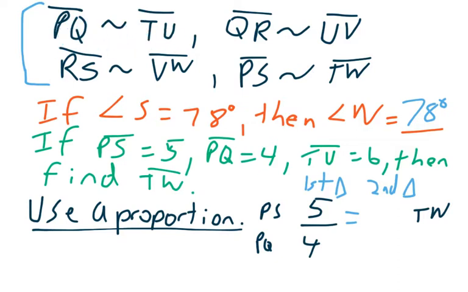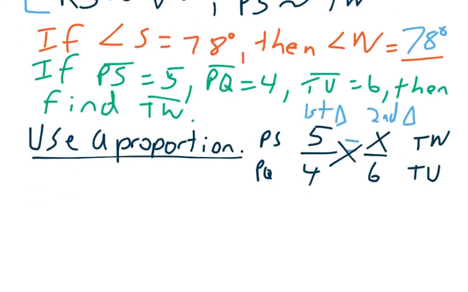And now I just plug in what those are. I know that TU is 6, so I'll plug in a 6 on the bottom. I don't know TW, so that's my X. So I just cross multiply to solve, and I get 4x equals 30. Divide by 4, it's a one-step equation, and x is going to be, 4 will go into 30 7 times with 2 left over out of 4, so that's 7.5.